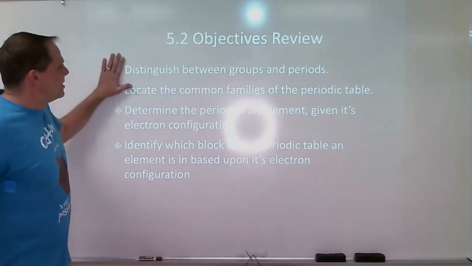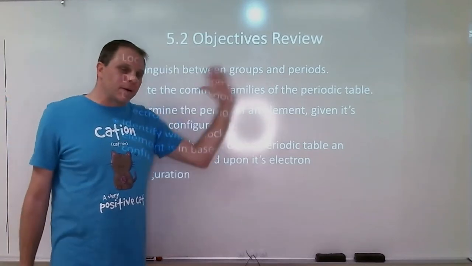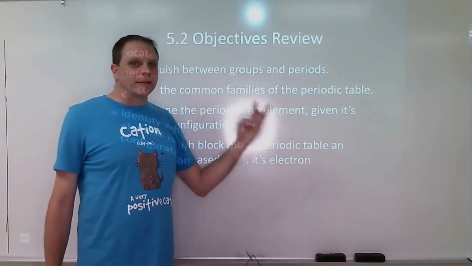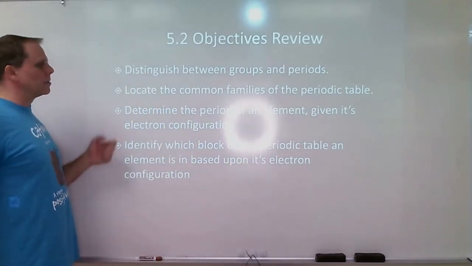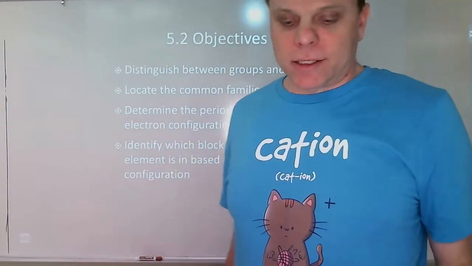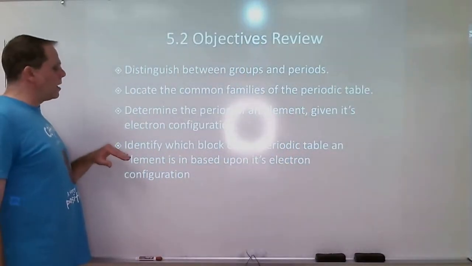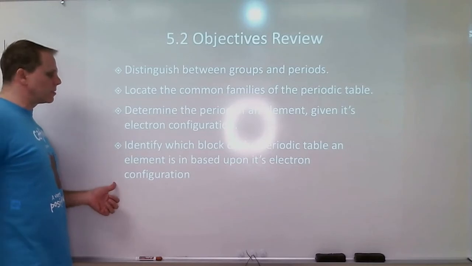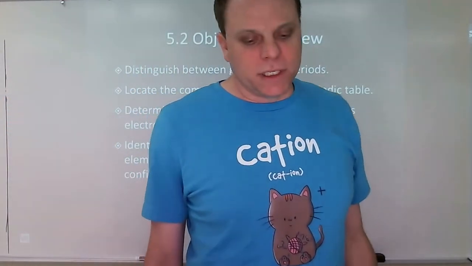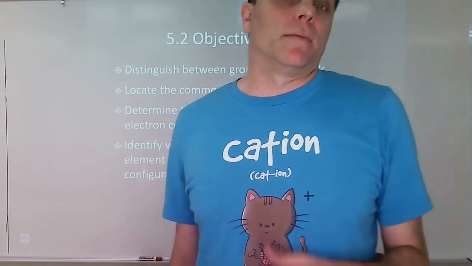Don't worry about it. All right, so objectives review. Distinguish between the groups and the periods. Yeah, we know. Groups are up and down. Periods are horizontal, right? Locate the common families. Now we know things like the alkali metals, the alkaline earth metals, the halogens, the noble gases. Determine the period of an element given its electron configuration. So I can say 3s2, and you can say, oh, that's third period, because it's 3s2. And then identify which block of the periodic table an element is in based upon its electron configuration. So which block would you find if I said 5d2? Well, if it finishes at 5d2, it's got to be in the D block elements.